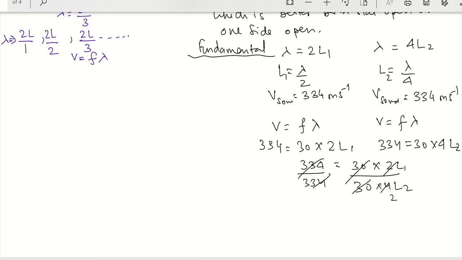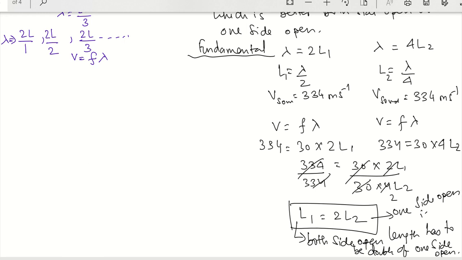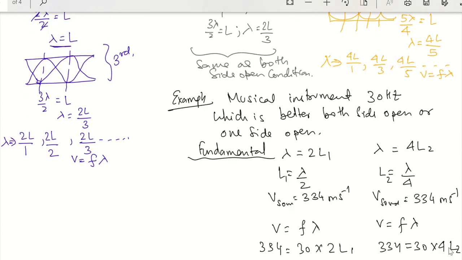see. So what does it show? It shows L1 should be 2 times of L2, which means if I use both side open, length has to be double of one side open, isn't it? So which is better then? Obviously one side open is better. One side open is better. Okay, so this is how you work with some of the reasoning types of questions here.